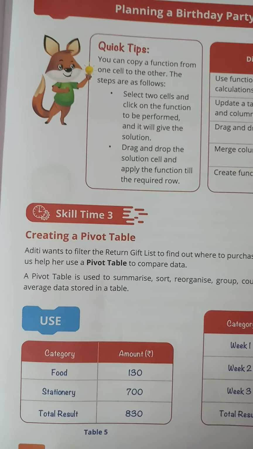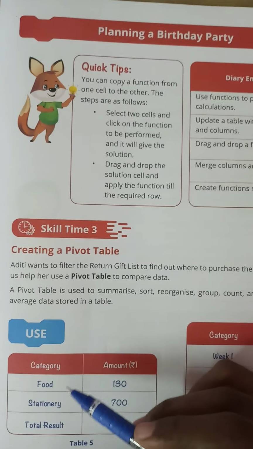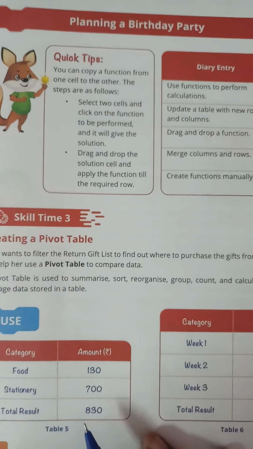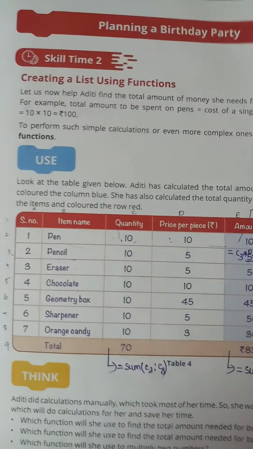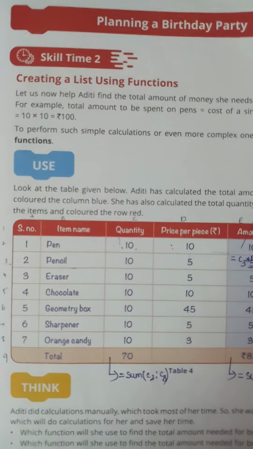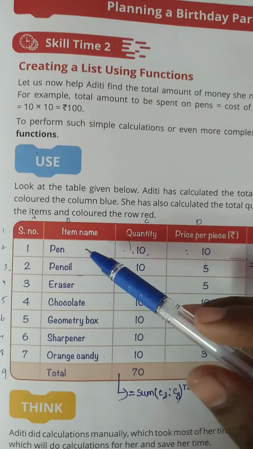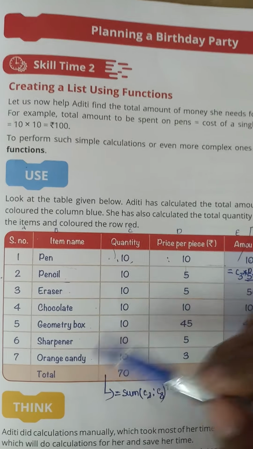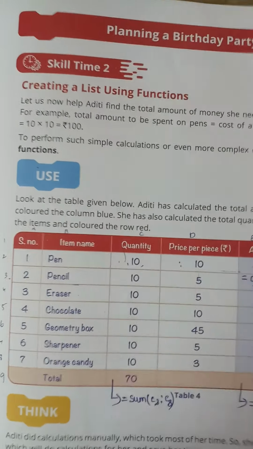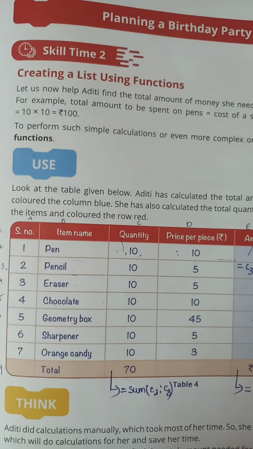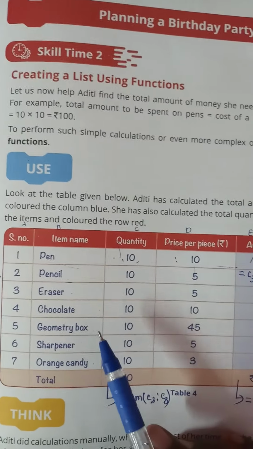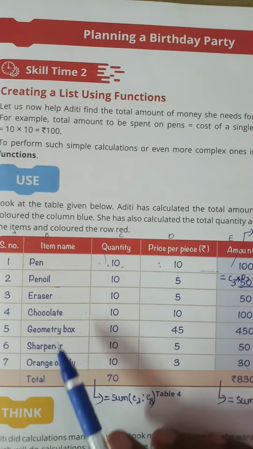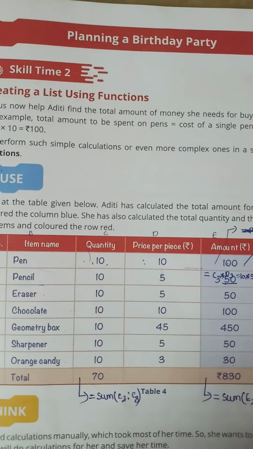So in table 5 you can see a category like food and stationery and also the amount. At last they give a total result with the amount. When you come to table number 4, what are the items she purchased? Pen, pencil, eraser, chocolate, geometry box, sharpener and orange candy. Here we need to separate them into food and stationery items. What are the food items? Chocolate and orange candy, and here is the amount for chocolate and orange candy.